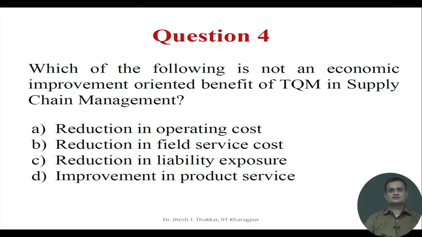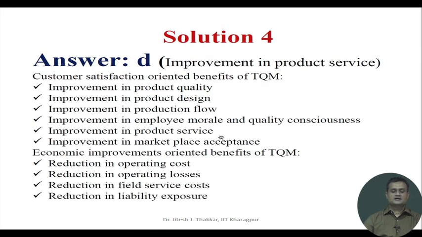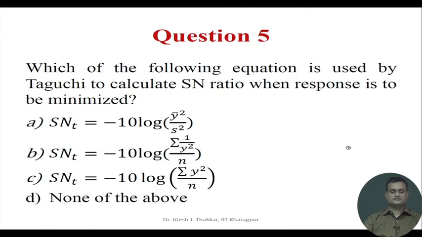Which of the following is not an economic improvement oriented benefit of TQM in supply chain management? Reduction in operating cost, reduction in field service cost, reduction in liability exposure, and improvement in product service. The correct answer is D, improvement in product service, and you can see the various benefits associated with customer satisfaction in TQM and economic improvement oriented benefits of TQM, and the correct answer is improvement in product service.